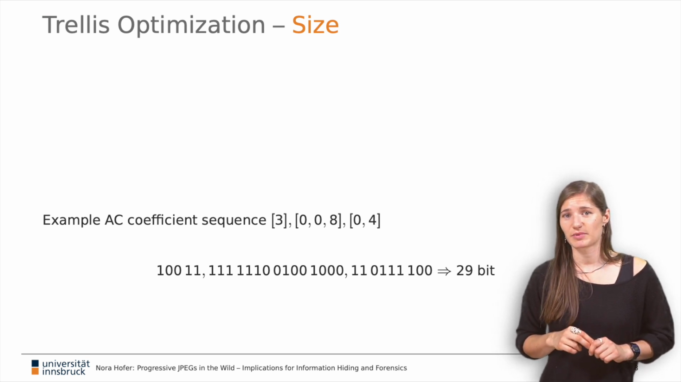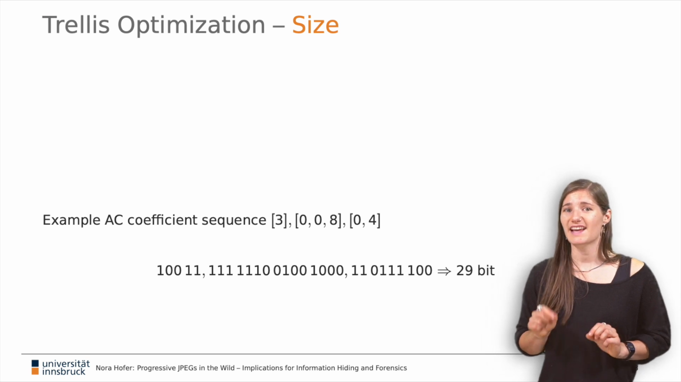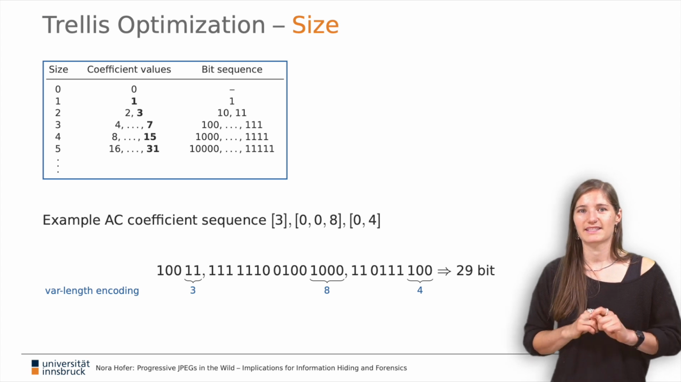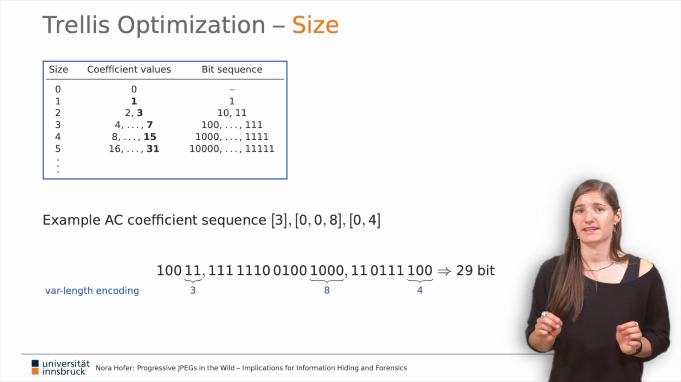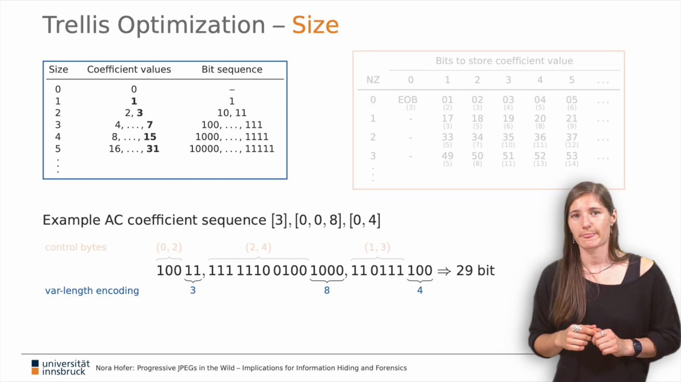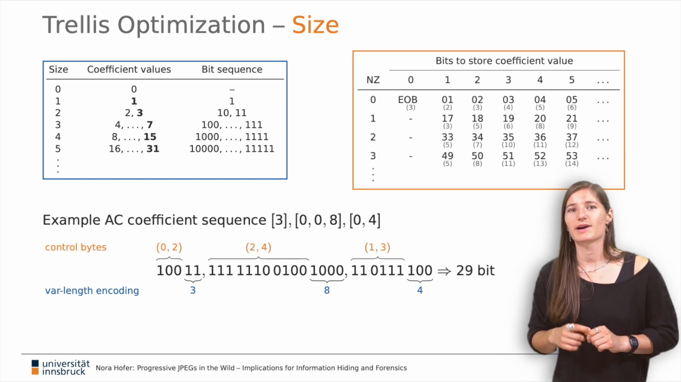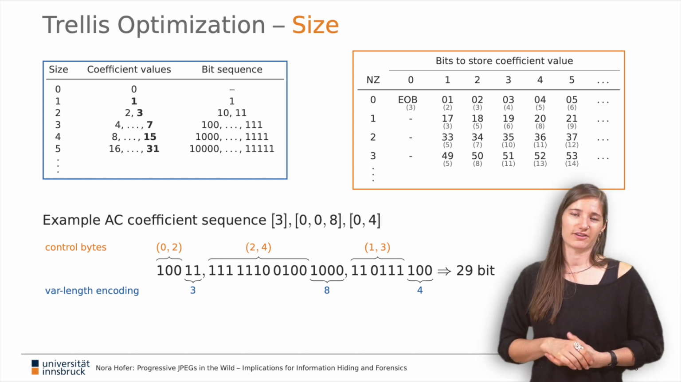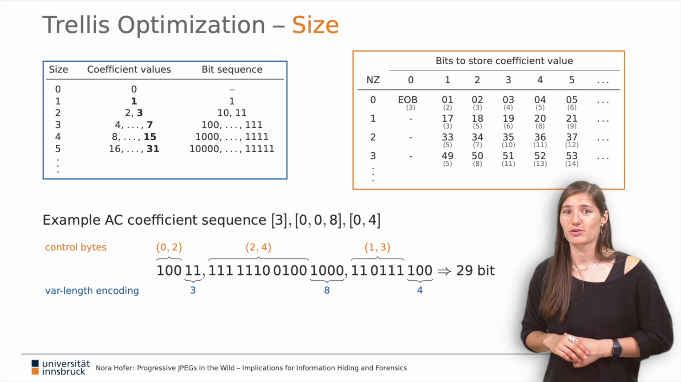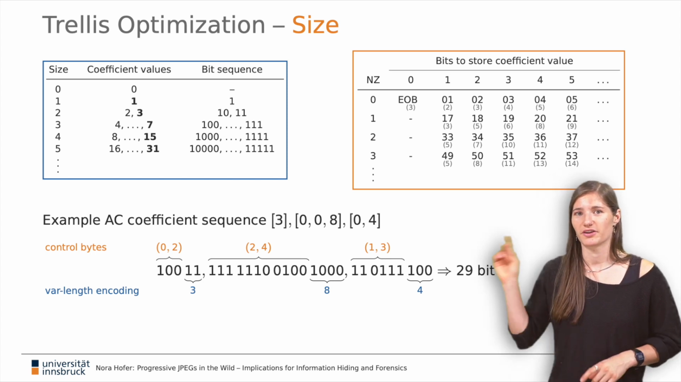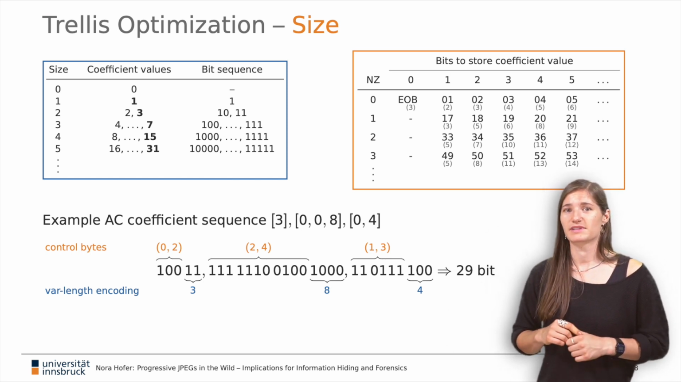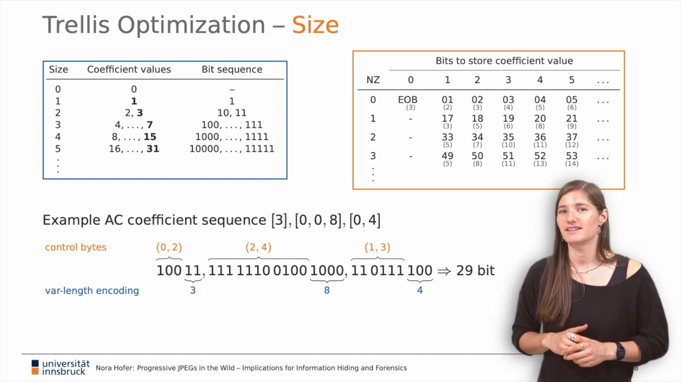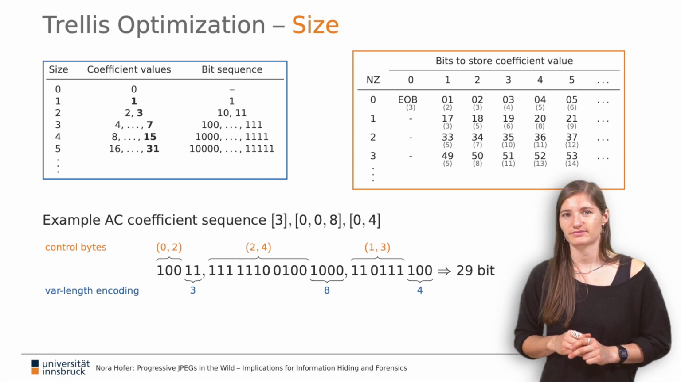The second thing to keep in mind is that the non-zero coefficient itself is actually not subject to Huffman encoding. Looking at the stream, we can see that 3, 8 and 4 are represented with variable length. The actual length in bits, as well as the number of preceding zeros, is stored in control bytes, which are Huffman encoded. To compose the control bytes, we can use the table on the right. Rows represent the number of preceding zeros, and columns represent the number of bits needed to store the coefficient value.